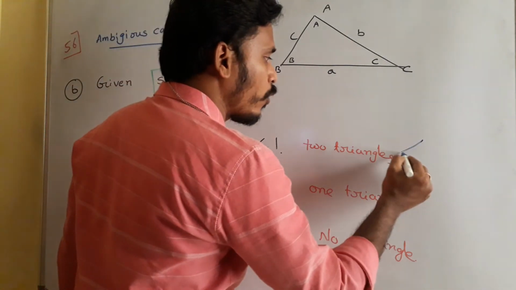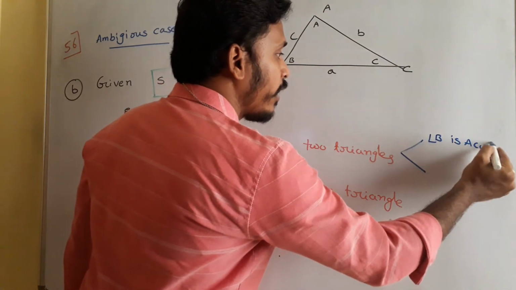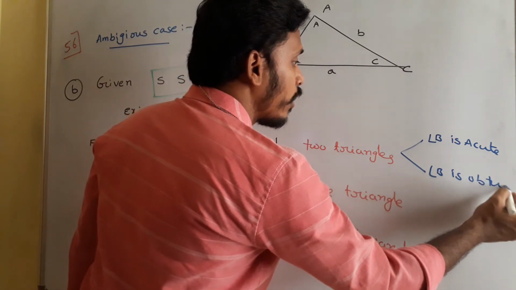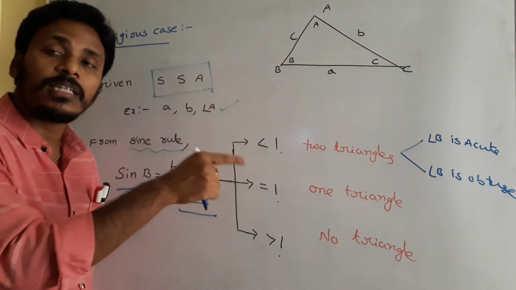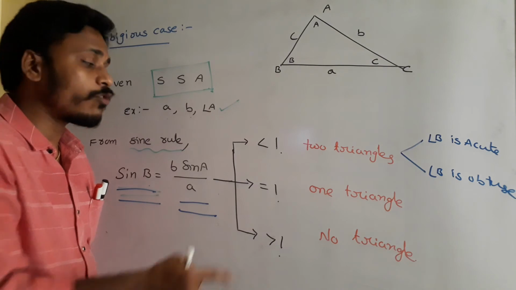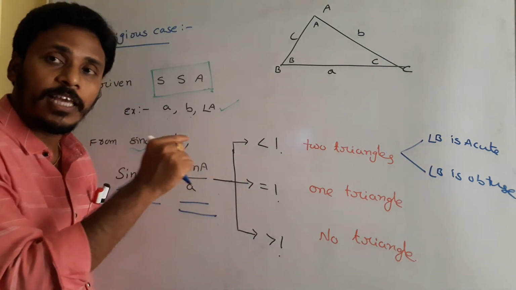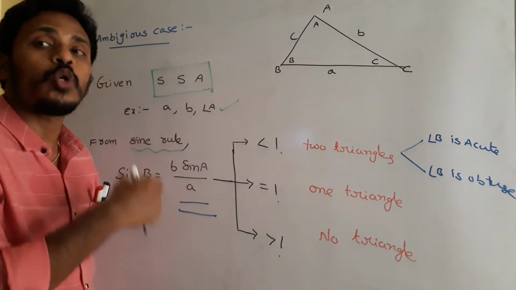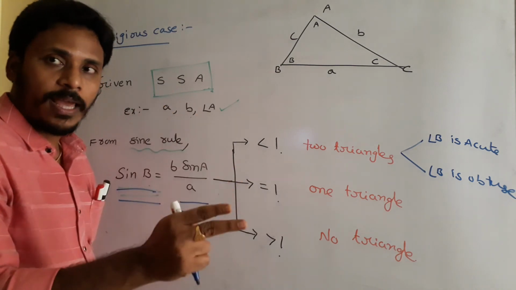If two triangles are possible, then angle B is acute in one case and obtuse in the other. Just like if this value is 1 by 2, angle B may be 30 or angle B may be 150. Like that, for all the numbers less than 1, we have two possibilities. If you take the acute angle, you get an acute angle triangle. If you take the obtuse angle, you get an obtuse angle triangle. So if this value is less than 1, two triangles are possible.